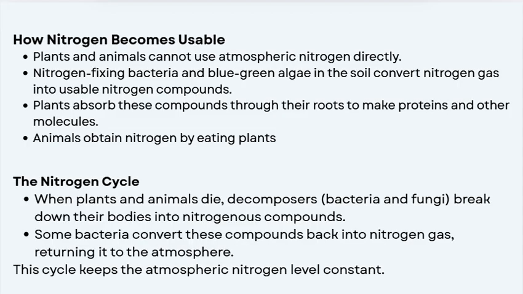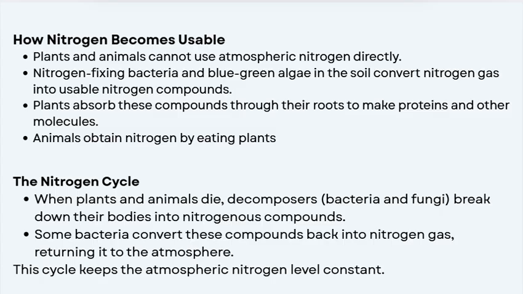Now, plants and animals cannot use atmospheric nitrogen directly since it is a gas. Therefore, you have nitrogen fixing bacteria and blue green algae present in the soil, which convert nitrogen gas into usable nitrogen compounds. Plants absorb these compounds through their roots to make proteins and other molecules. Animals obtain nitrogen by eating plants.